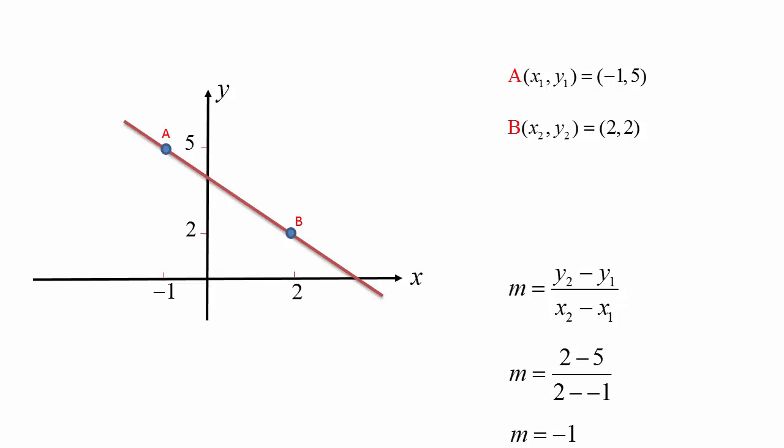Which fits in with our previous definition of the four types of gradient. You might remember the second type, pointing from the top left to the bottom right as we go towards the positive x-axis, is negative.